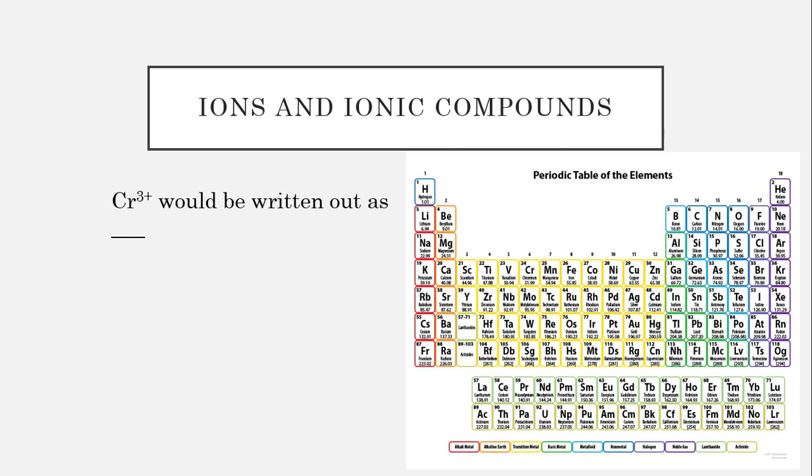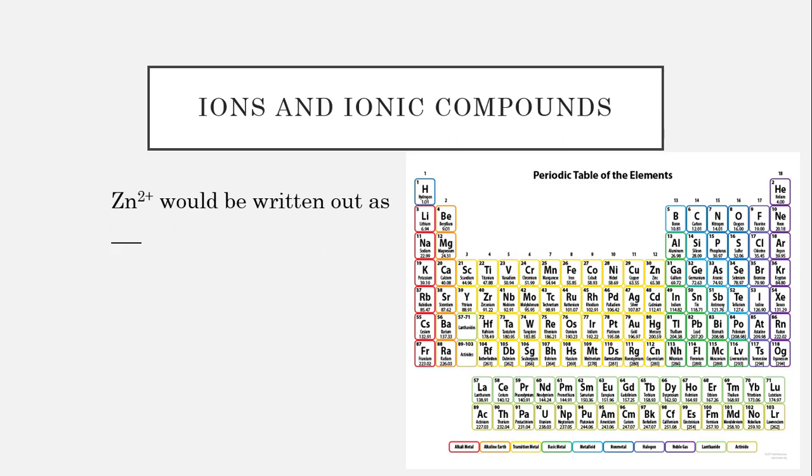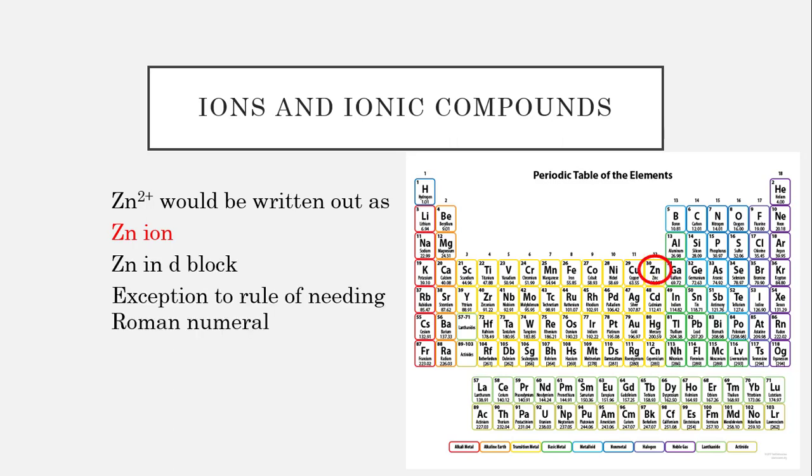If I wanted to give the formal name to the Cr3+ ion, it would be written out as chromium III ion, or just chromium III. Chromium is in the D block, so it needs a Roman numeral. 3 equals three I's in Roman numerals, so you now have the chromium III ion. The zinc ion would be written out as zinc ion. Zinc is in the D block, but it is one of the exceptions to the rule of needing a Roman numeral.